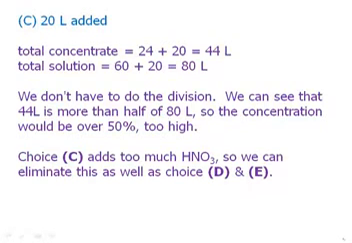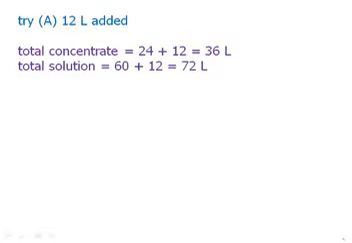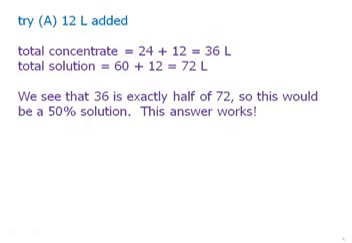So now we have to pick either A or B. It doesn't matter. I'll just pick A. Suppose we add 12 liters of acid. Well, now the total is 24 plus 12, 36 liters of acid. So that's how many liters of acid total would be in the solution. And at that point, the total volume of the solution would be 72. And notice that 36 is exactly half of 72, so this would be a 50% solution. This answer actually works, so we picked the right answer here. The answer is A.